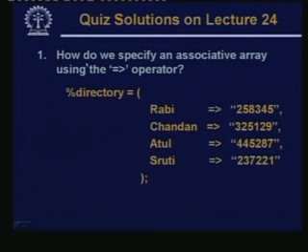The first question was, how do you specify an associative array using the equal greater than operator? It is simple, you simply follow this syntax: within brackets the first element of the associative array followed by this symbol, then the value part, name, value, name, value, name, value, in this order you can specify.